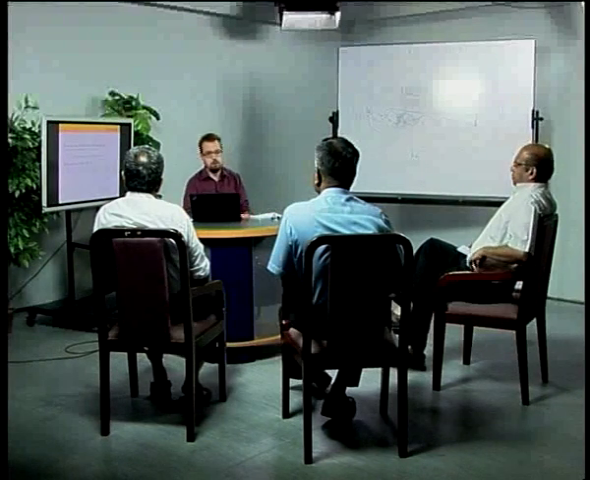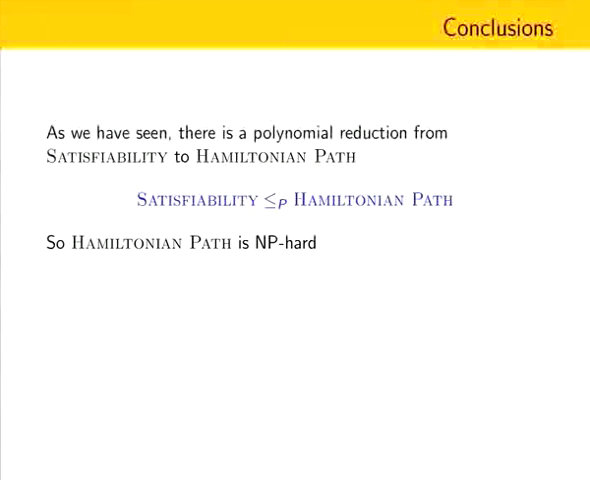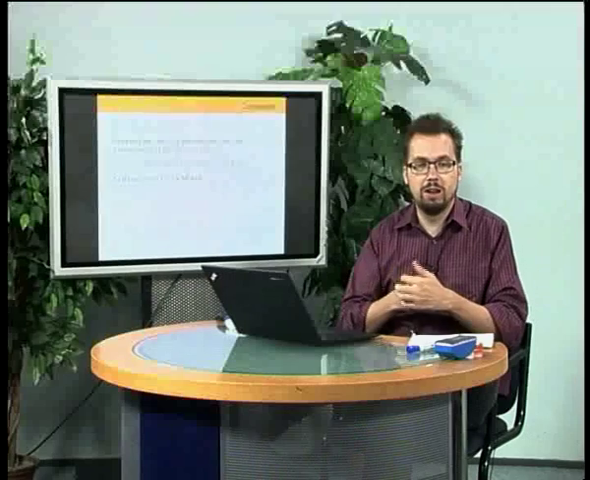So the conclusion: you can reduce satisfiability to Hamiltonian path, which means that Hamiltonian path is at least as hard as satisfiability. The proof that it is precisely within a polynomial bound as hard is fairly easy as well, but we skip that part and satisfy ourselves with this.